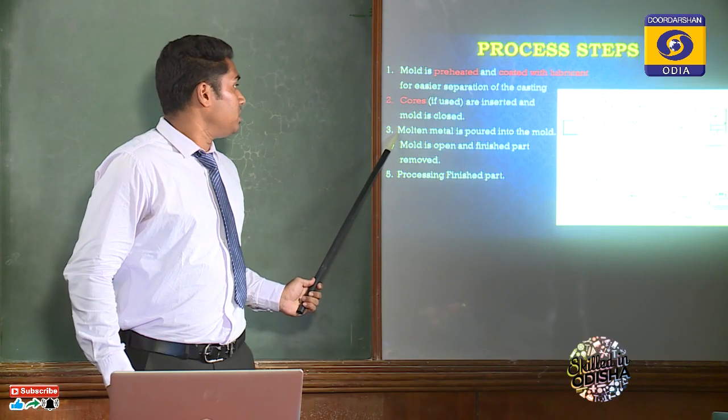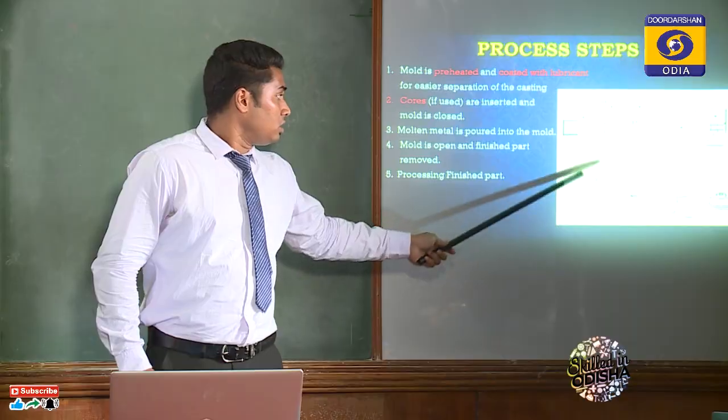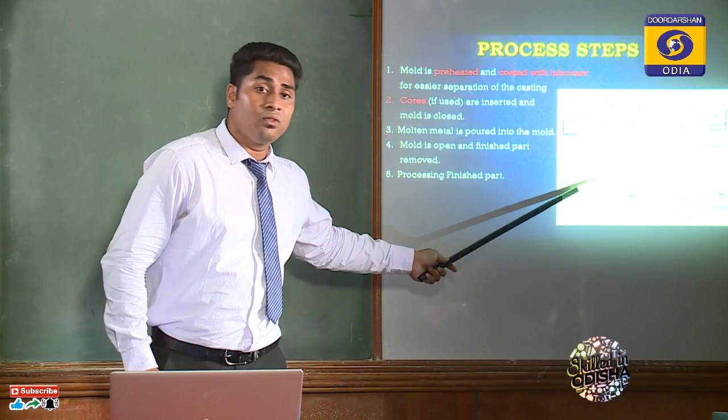The third step is molten metal is poured into the mold. You can see the third figure. Here the molten metal is poured through the mold cavity. This is the mold cavity part, and the molten metal pouring is done through the cavity. Okay, and it will fill the cavity.